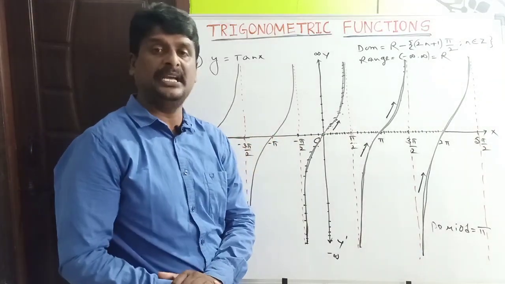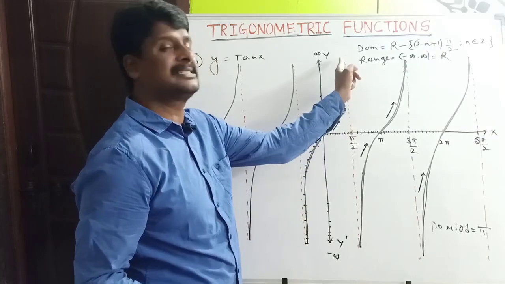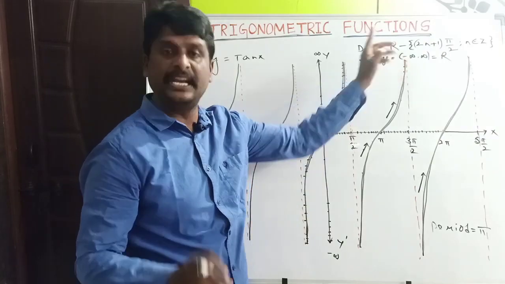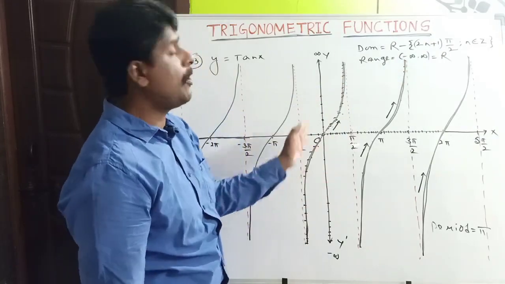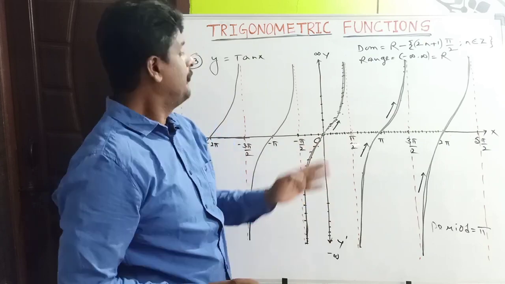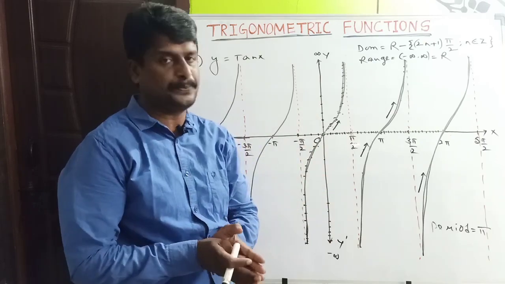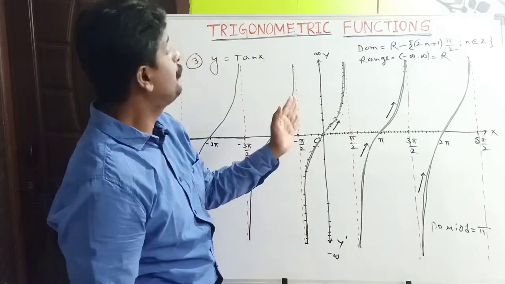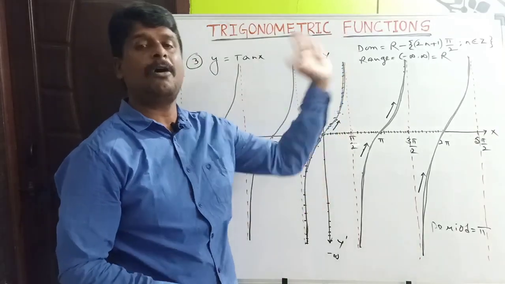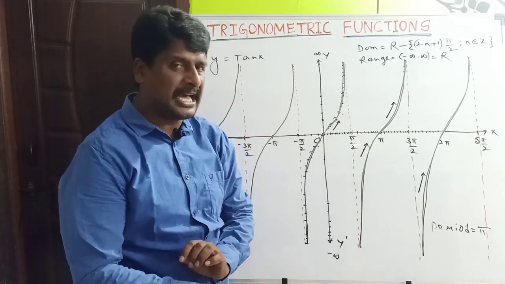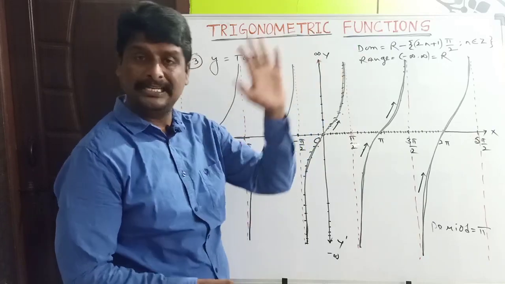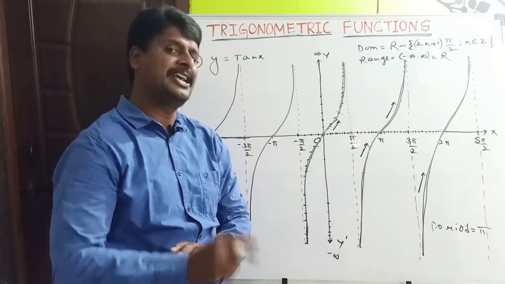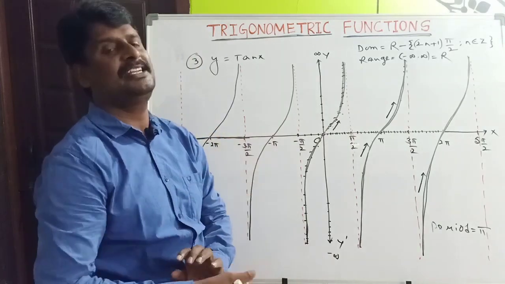It means the function is continuous on its domain, which is better. Continuous on R we can't say, because we have to subtract some discontinuous points. That's why I'm saying that the function is continuous on its domain. The function is also differentiable on its domain. So tan x is continuous and differentiable on its domain.